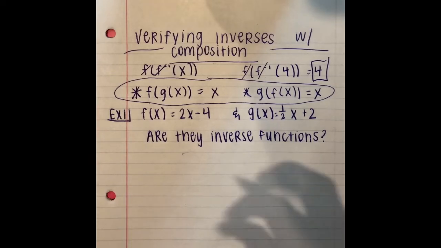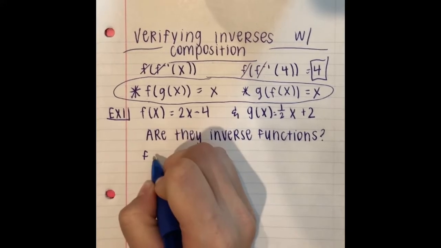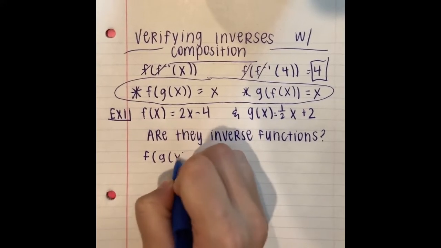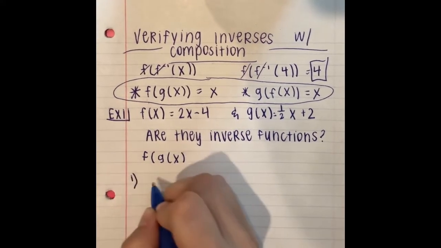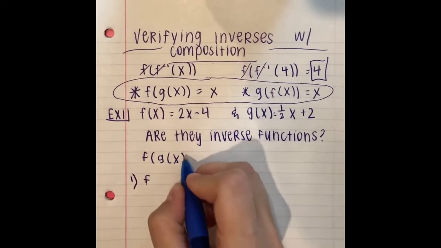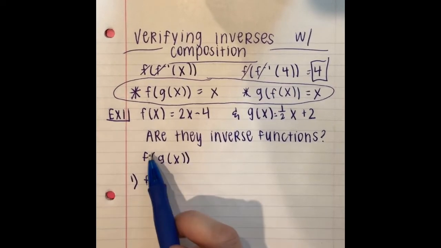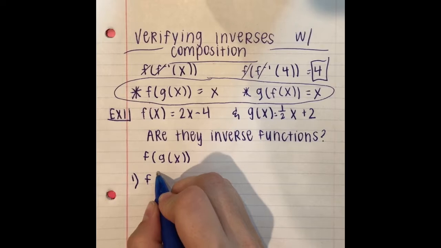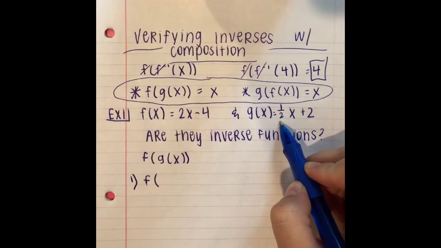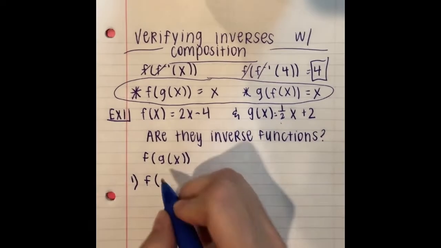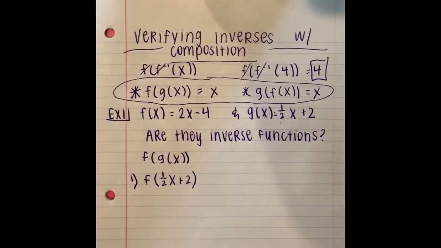Okay, so let's solve it using f of g of x first. So f of g of x. All right, so what that means, first thing we're going to do is replace, oops, I forgot my parentheses. We're going to replace g of x with what it's equal to. Okay, see how I brought my f down? And then I'm going to replace g of x with what it's equal to, which is 1/2 x plus 2. Okay, that's my first step.